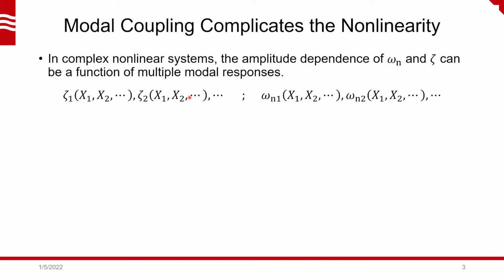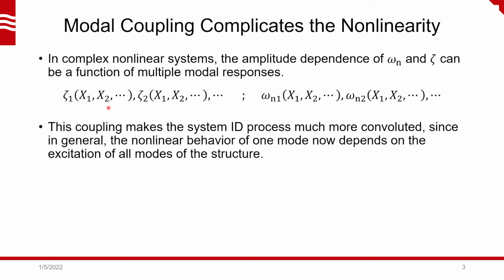Now, as an extension of the quasi-linear modal parameters that I just mentioned, let's include the modal amplitude of other modes in with the amplitude dependence of the natural frequencies and damping ratio as a means of trying to include the effects of modal coupling between the modes. The issue with this is that it makes the system ID process much more difficult and convoluted, since now the nonlinear behavior of one mode is a function of all other modes of the structure instead of just its own mode.